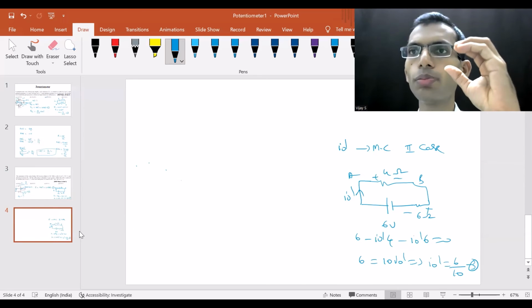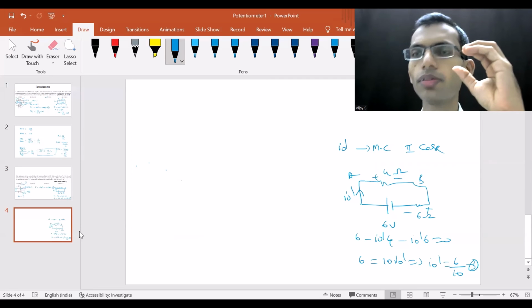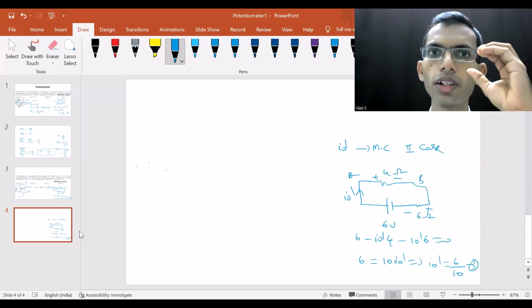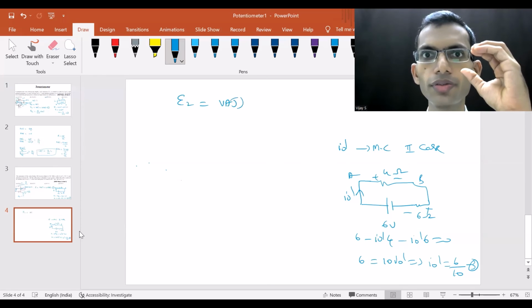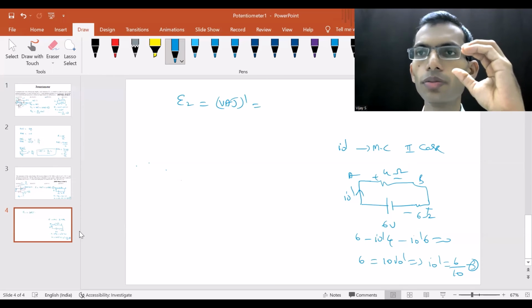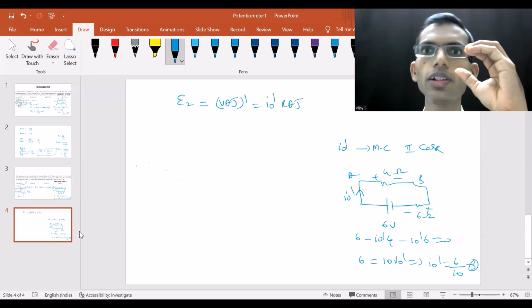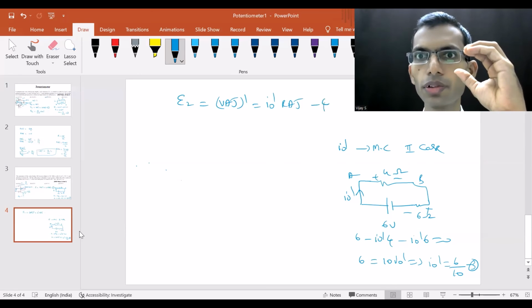Let us apply the potentiometer working principle to the second case. E2 becomes equal to VAJ dash. From Ohm's law, VAJ dash becomes equal to I0 dash into RAJ. Let me take it as equation 4.